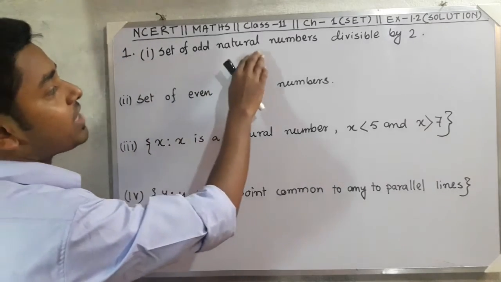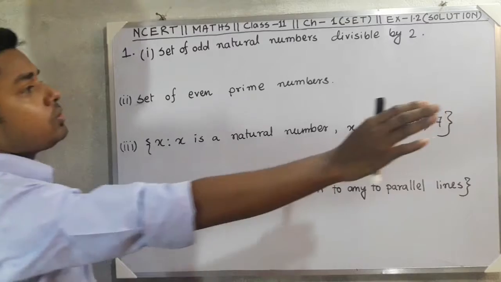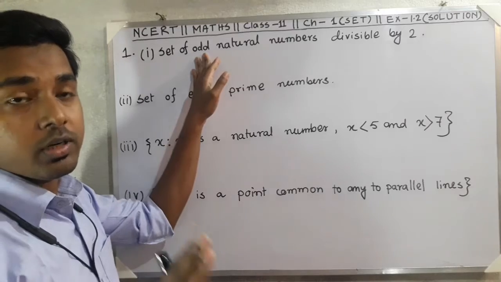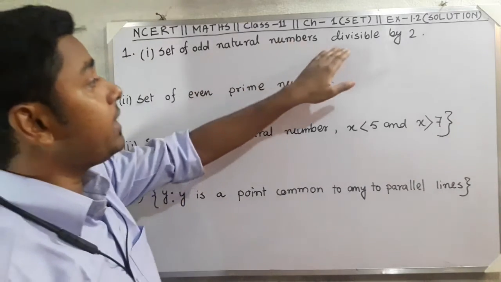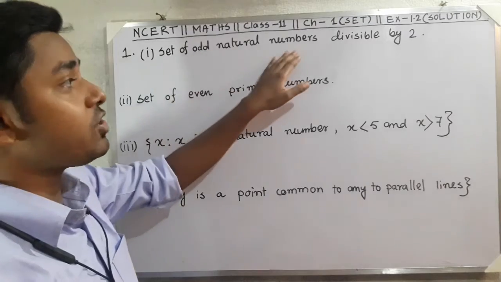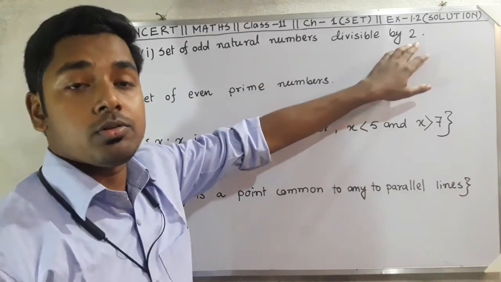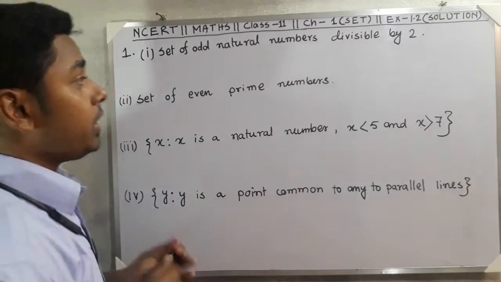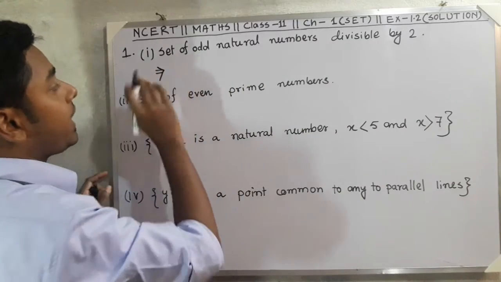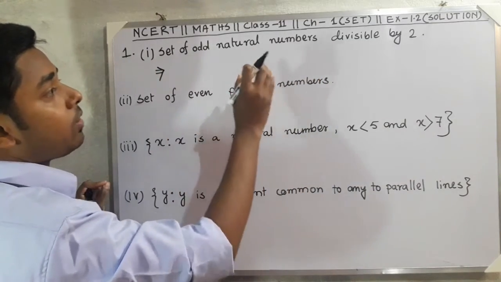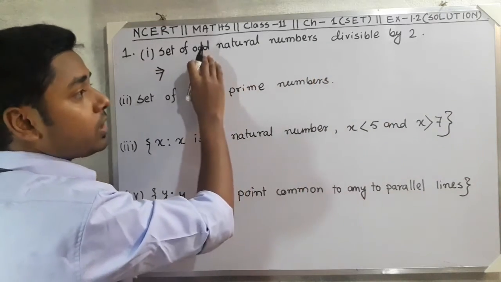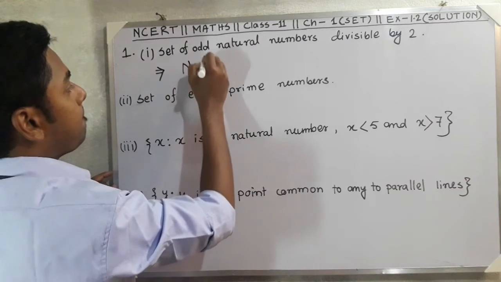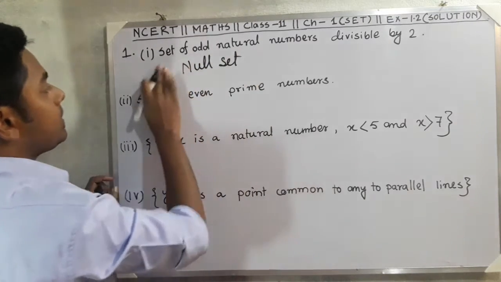Set of odd natural numbers divisible by 2. We know odd numbers are not divisible by 2, and here it is telling odd natural numbers but divisible by 2. So there are no odd numbers that are divisible by 2. We cannot make a set of this type of elements, those that are odd numbers but divisible by 2. That means it is a null set.